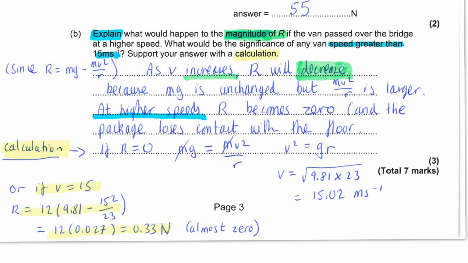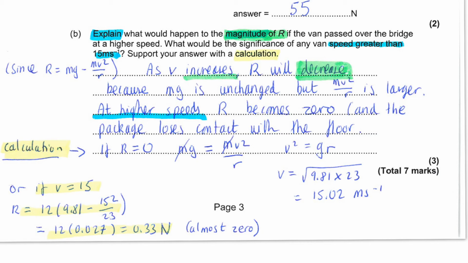Next, you want to consider the significance of the value greater than 15 meters per second. So if the speed is high enough, you're going to reach a critical situation where the normal reaction becomes zero. At this speed, the package would lose contact with the floor. So applying that to the previous equation, putting R as 0, will give you that the weight mg is in fact equal to the centripetal force.